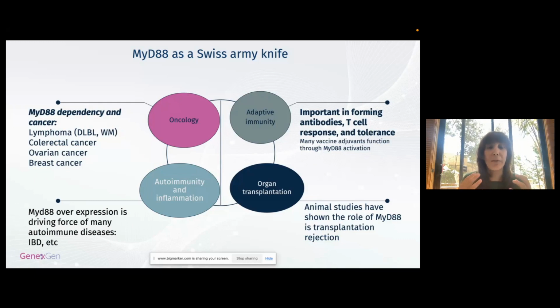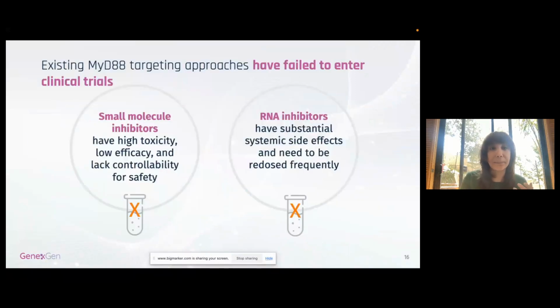There are a lot of potential connections of MyD88 with disease conditions, including cancers that are somehow formed with overactivity of MyD88. There are a lot of cancers, and MyD88 plays a key role in oncology. But also importantly, in this case, is the important role of MyD88 in the activation of the immune system, in driving adaptive immunity. And it's interesting to see that many vaccine adjuvants also function through MyD88 activation.